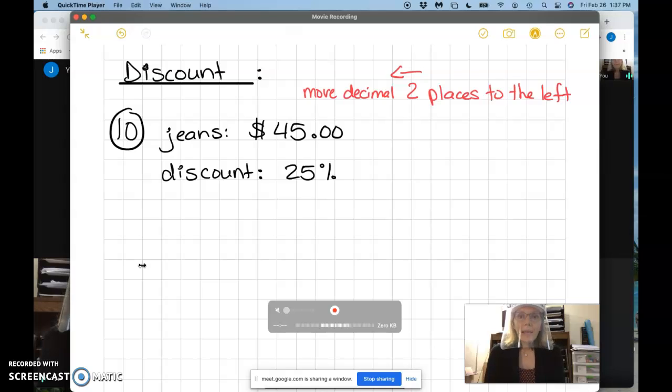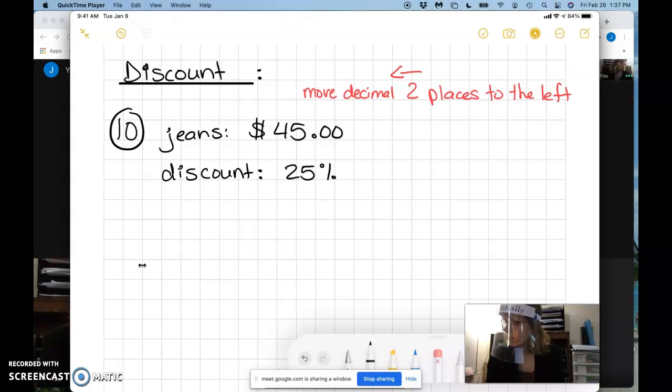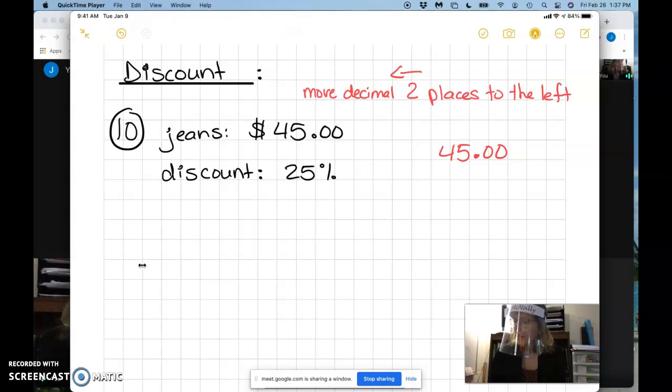Okay, for discount, this is our last section that we need to know how to do. That means that we're buying something that's on sale. So in this case, it's jeans, but it could be a washing machine, it could be a TV, it could be a car, whatever it is. You take the price of that item, $45, and we're going to multiply it by something to figure out how much it's going to cost when we take that 25% off.